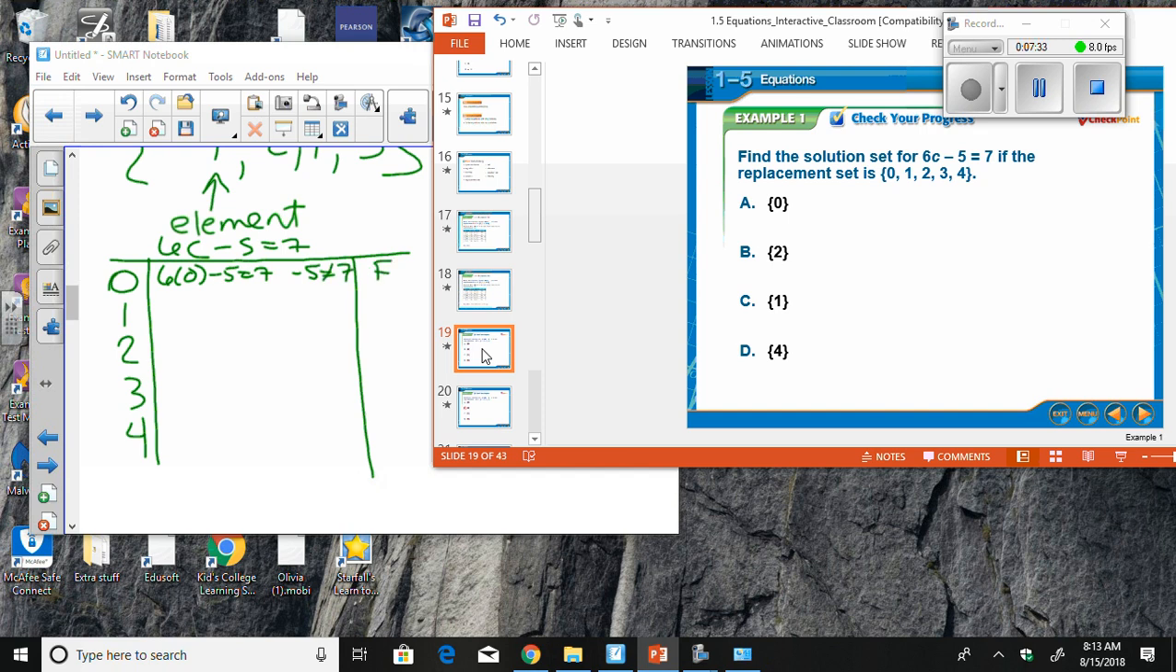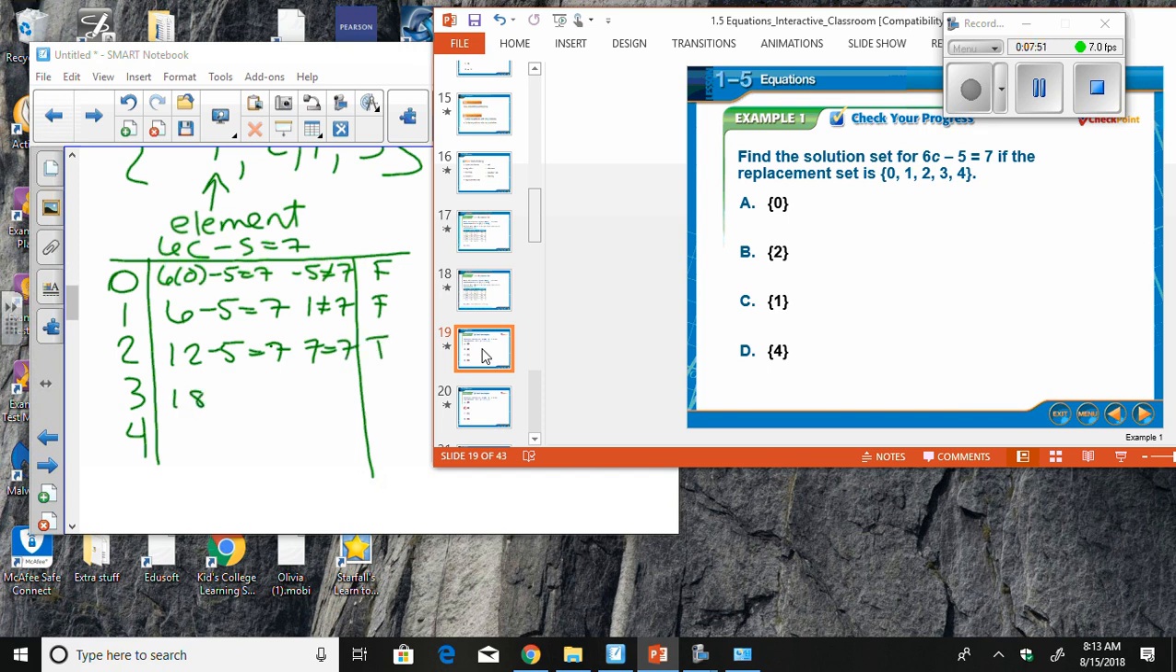False. So then this will be 6 minus 5 equal to 7. So 1 does not equal 7. 2 is 12. So we have 12 minus 5 equal to 7. So that is 7 equal to 7. And that's true.